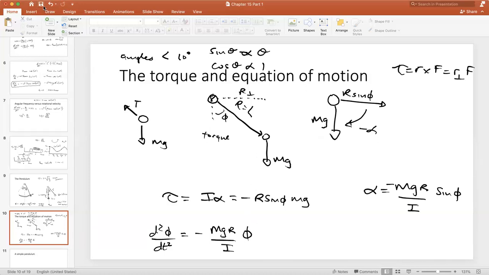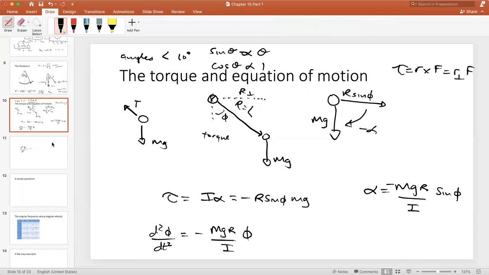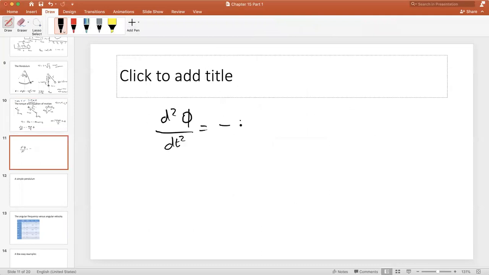Now, looking at this, I get that d squared phi over dt squared is equal to minus mgr over I times phi. And if I look at this, this was the same as my d squared x over dt squared is equal to minus some constant times x.